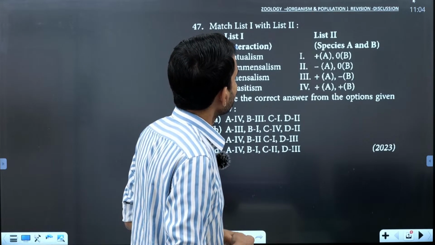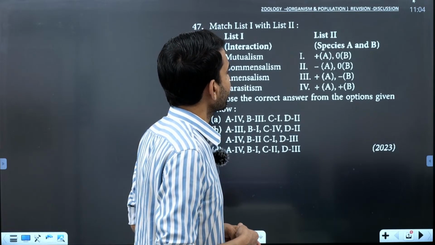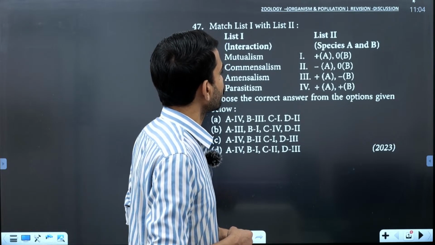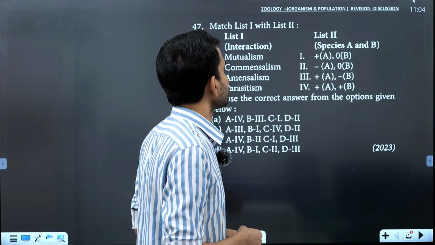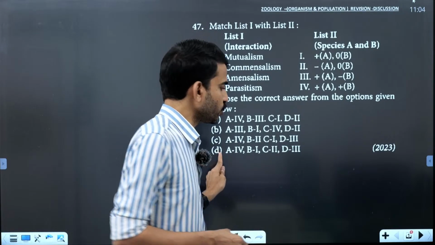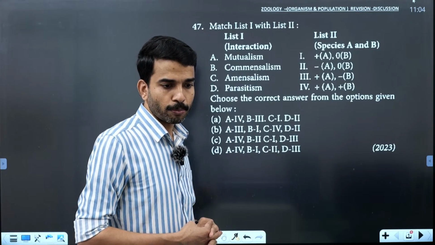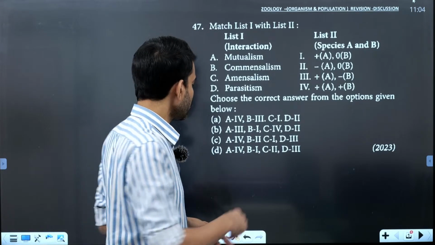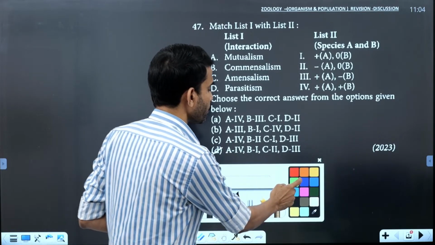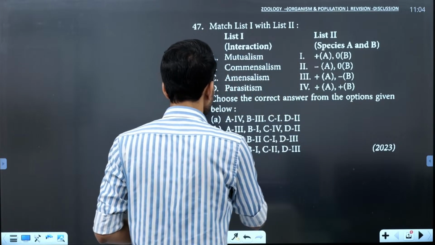So mutualism, we will connect with 4. Then commensalism, we will connect with 1. Then amensalism will connect with 2. Parasitism, we will connect with 3. So with that, you can see option D. Very good. Shreya, Vismaya, Anagha, you people have given option D. That's the answer. So we'll go with option D here. Then the next question we will take now.